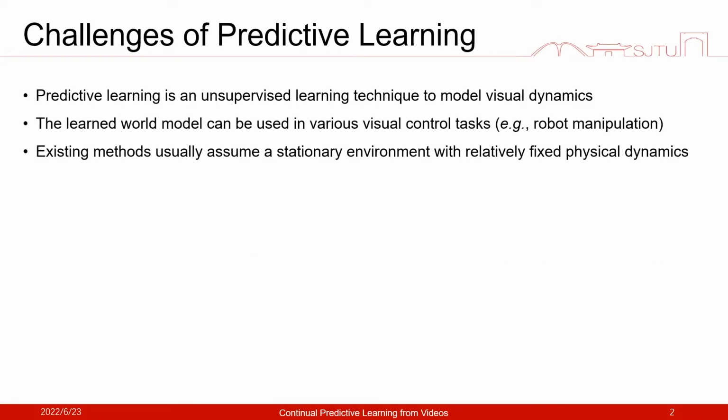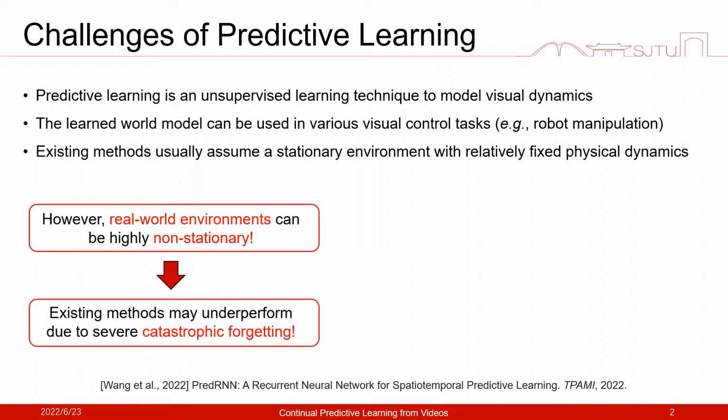Predictive learning is an unsupervised learning technique to model visual dynamics, and the learned world model can be used in various visual control tasks, for example, robot manipulation. Existing predictive learning methods usually assume a stationary environment with relatively fixed physical dynamics. However, real-world environments can be highly non-stationary. Therefore, existing methods may underperform due to the severe catastrophic forgetting problem.